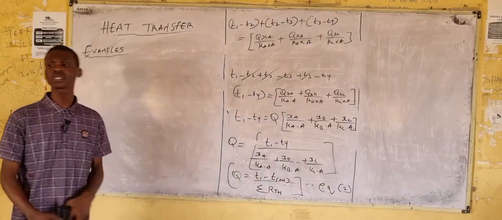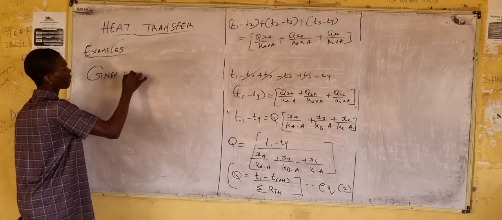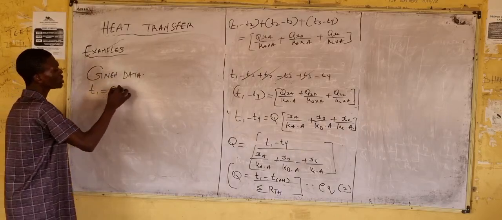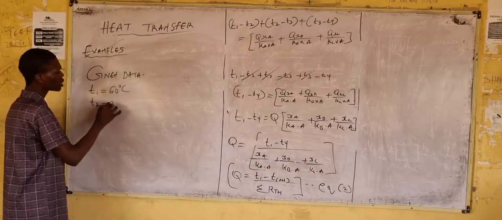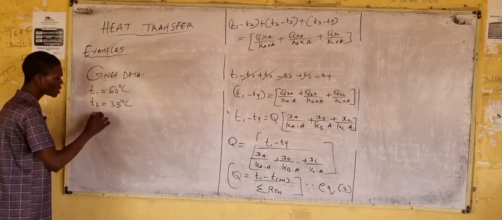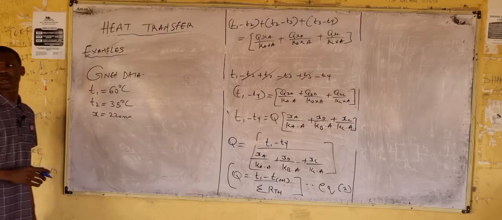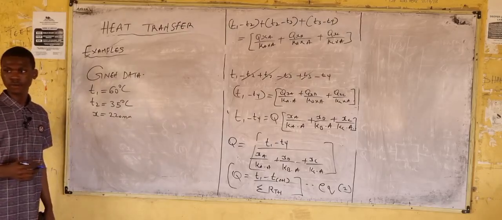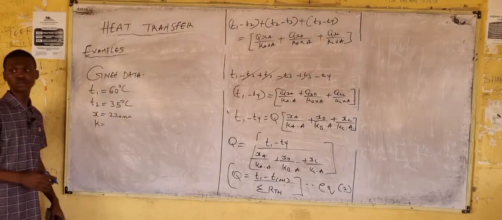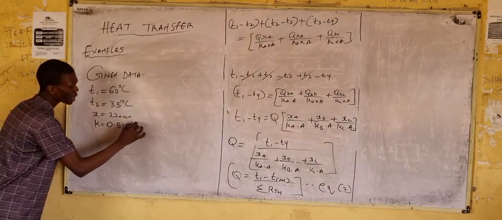Now let's take down the parameters. What are the given data? Given data, we are given T1 to be 60 degrees Celsius. We are given T2 to be 35 degrees Celsius. We are given X, which is the thickness, to be 220 mm. What else are we given? We are given thermal conductivity to be 0.51 watts per meter degree Celsius.